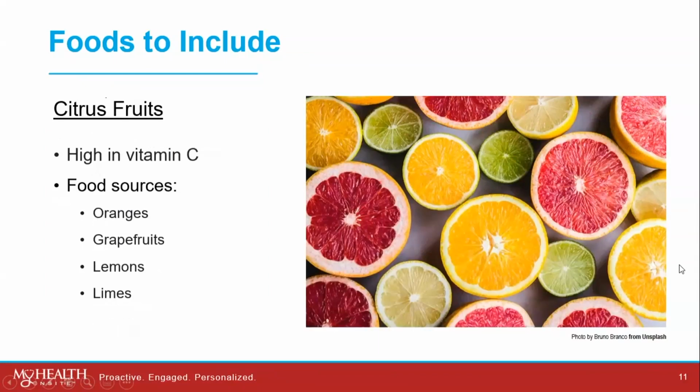Next on our list of foods to include is citrus foods. Citrus fruits that contain lots of vitamin C can be very beneficial for those with arthritis because research shows getting enough vitamin C aids in preventing inflammatory arthritis and maintaining healthy joints. Fun fact, oranges contain hesperidin, which is a flavonoid that has anti-inflammatory properties. So you'll want to make sure to include these on a regular basis.